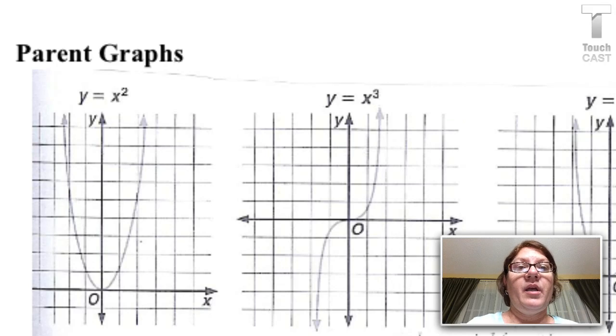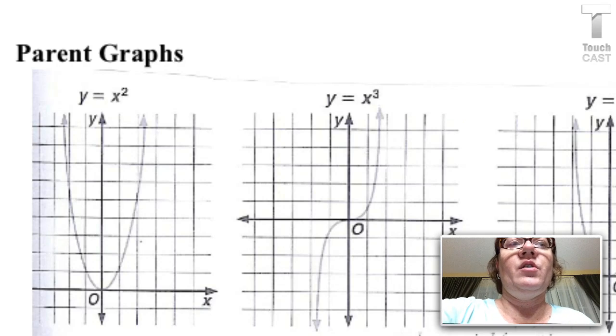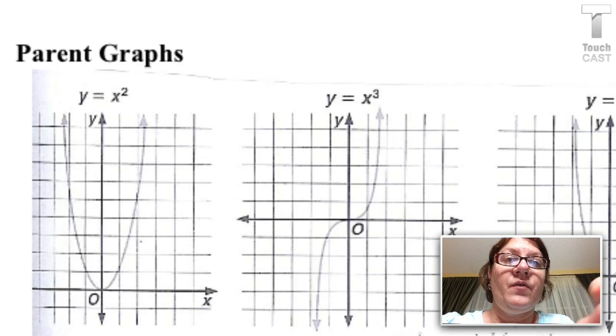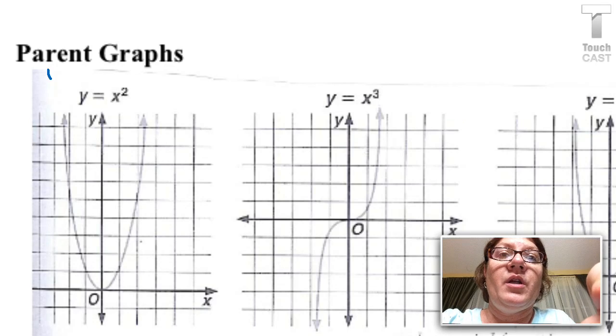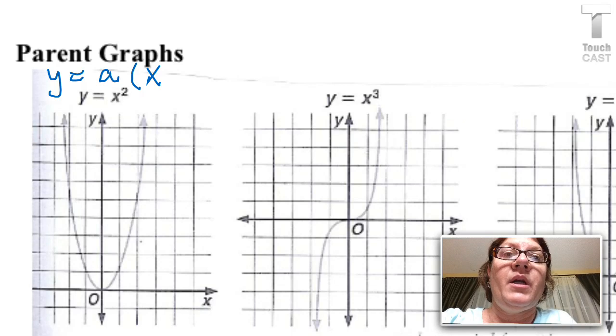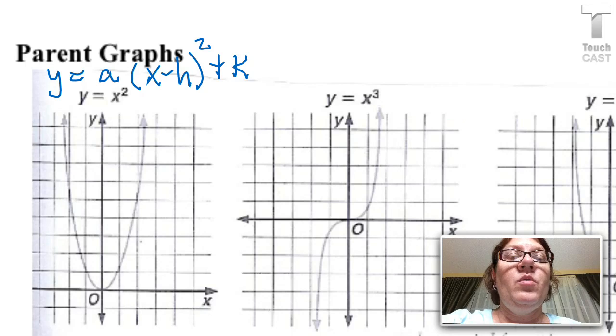So next we're looking at the parent graphs, but I want you to have the formulas for each of them so that generically you know what they are. So this first one, even though that's the parent of all quadratics, of course the generic form is y equals a times x minus h squared plus k. And of course these all will look very similar.